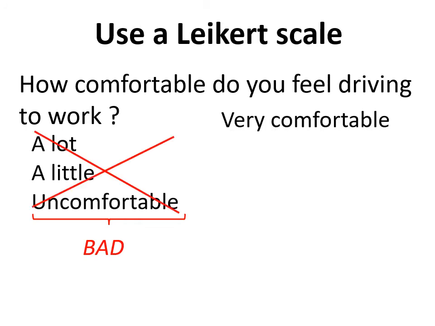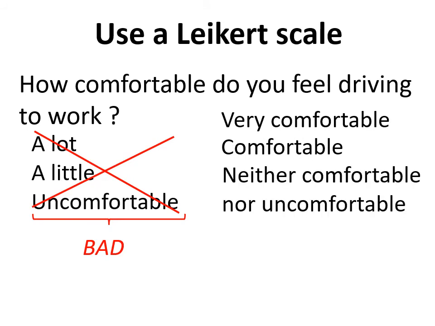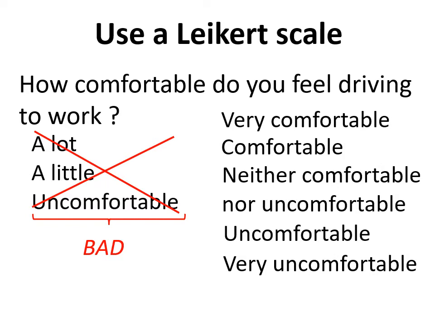Instead, we might try something like, very comfortable, comfortable, neither comfortable nor uncomfortable. Some people will write neutral, but neutral sort of breaks this up. You really want to include both, if you will, the positive and the negative aspects that you're getting at. So uncomfortable, and then very uncomfortable. This is an example of a Likert scale.